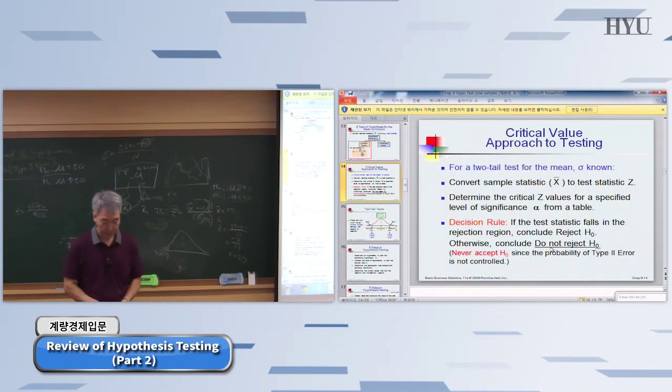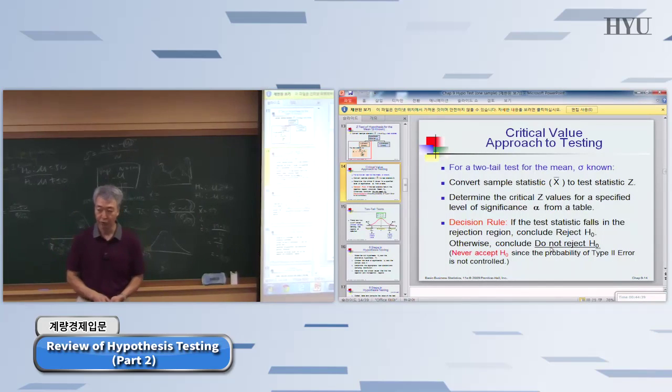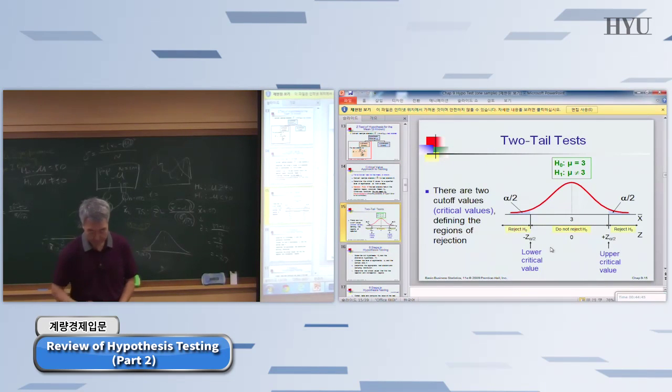So yeah, you can find the critical value from the Z table, and then calculate the test statistic and find out whether the test statistic is inside the rejection region or not, okay? And then make the decision, okay? Okay, so here's another example of a two-tailed test, okay?